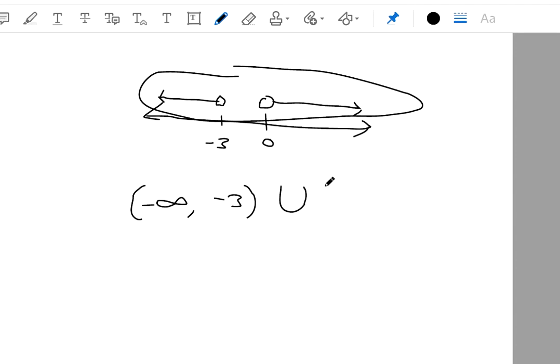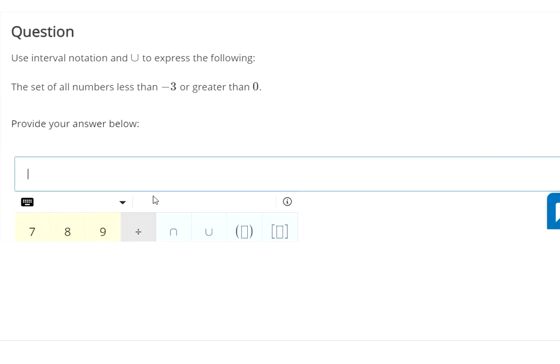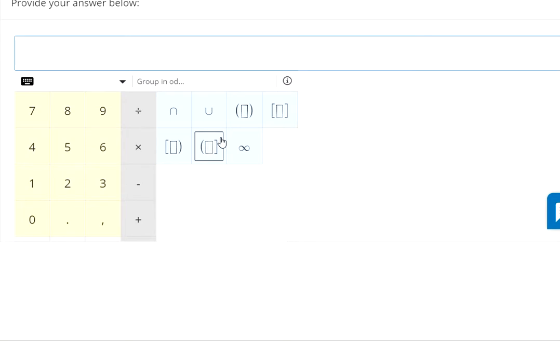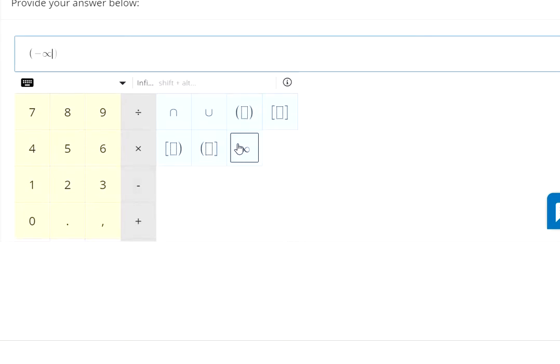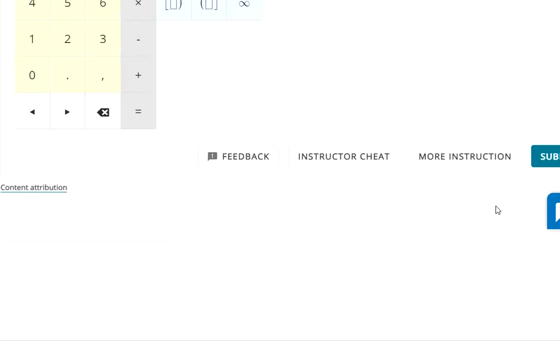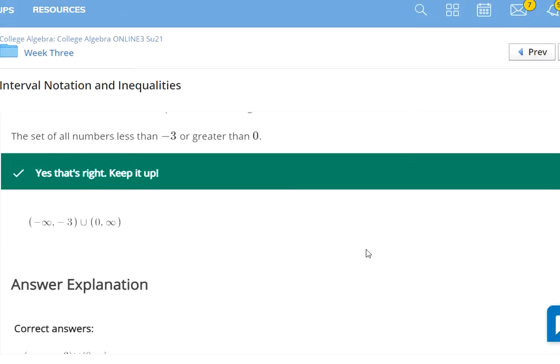Then we need a union to connect it to the rest of our solution. The rest of our solution starts at 0 and then keeps on going and never ends, goes to positive infinity. So that's what we're going to want to type. So parentheses negative infinity, comma -3, and then put union, and then put 0, infinity. Okay, that's what I was looking for.